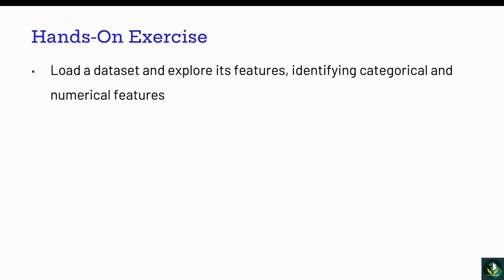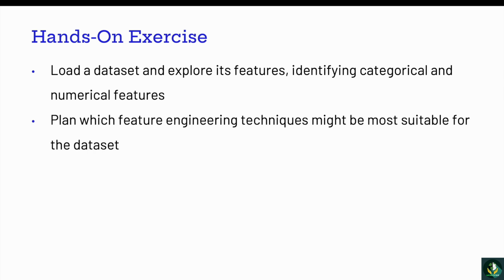The thing that we'll be looking at is loading a dataset and exploring its features, identifying some categorical and numerical features. And next, we'll plan which feature engineering techniques might be most suitable for the dataset. So here the objective again is to explore and analyze a dataset to identify different types of features and plan appropriate feature engineering techniques. We will be using the Titanic dataset that we have used before. The Titanic dataset contains information about passengers such as age, gender, ticket class, and survival status.